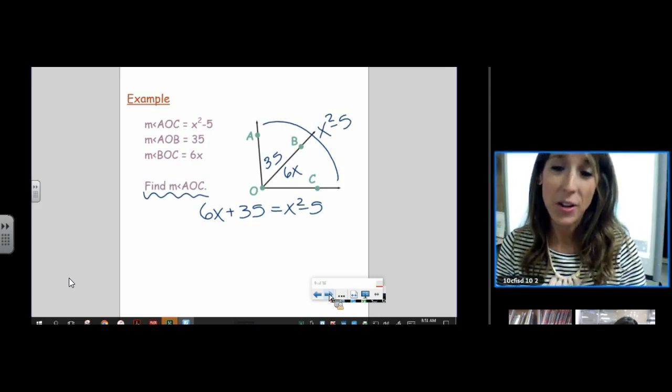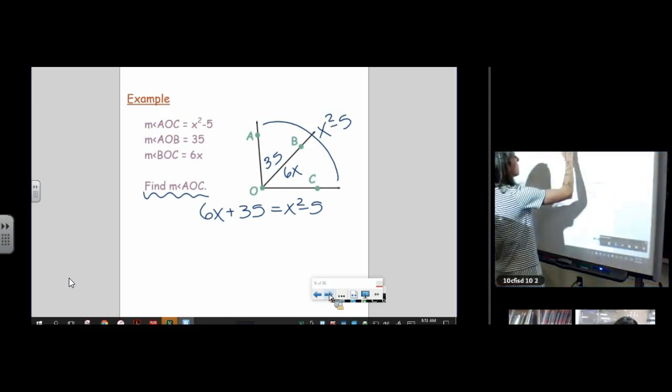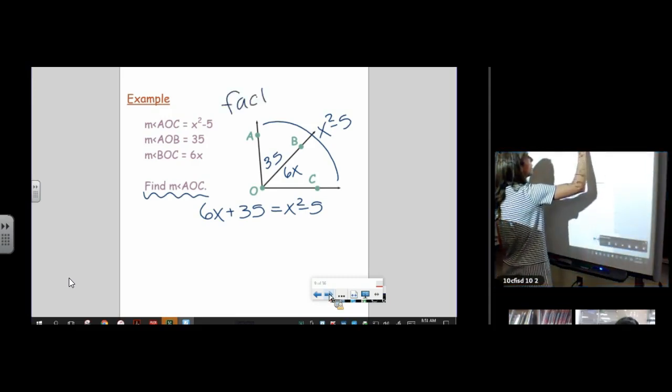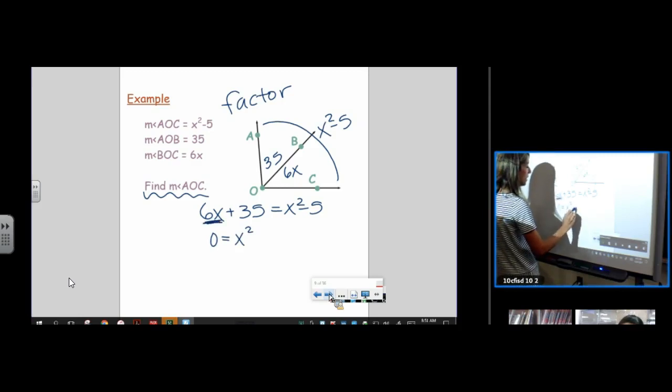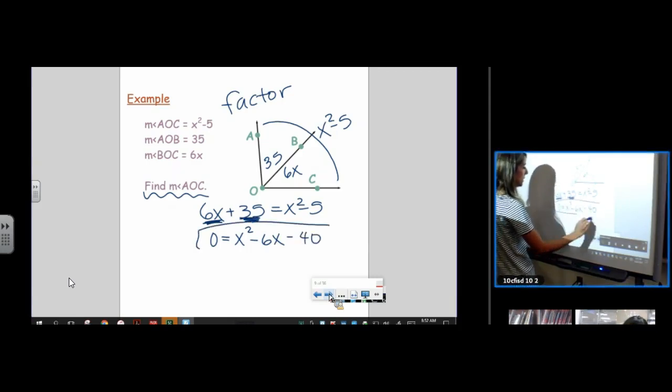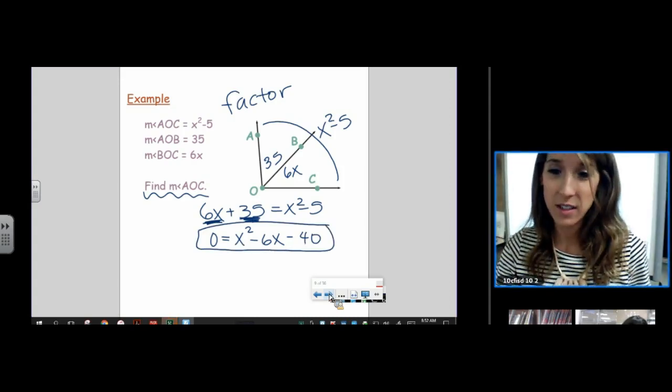So this is a factoring problem. There's really no choice but to factor. When you factor, you want your equation to equal 0. So I'm going to move everything to one side. We've got our x squared. If I move this guy over, it becomes negative 6x. And if I move this guy over, it becomes negative 40. So this is what you want to concentrate on factoring right there. You will have two answers.